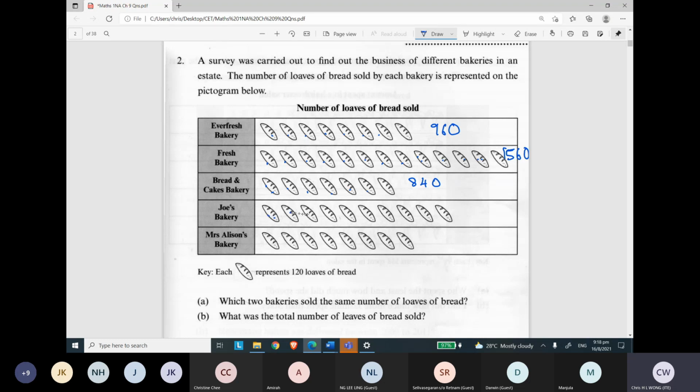Okay, next one. 1, 2, 3, 4, 5, 6, 7, 8, 9, 10. This is 1200, right? 1, 2, 3, 4, 5, 6, 7, 8. 8 times 12, also 96. 960. That's why you must always write down. I keep telling you during the exam, you must write down, right? Always write down. Name 2 bakeries that sold the same number of loaves. Name me the 2 bakeries. First one and the last one, sir. So Everfresh Bakery and Mrs. Allison Bakery. Allison is my principal's name.